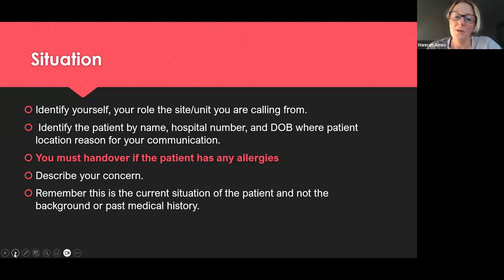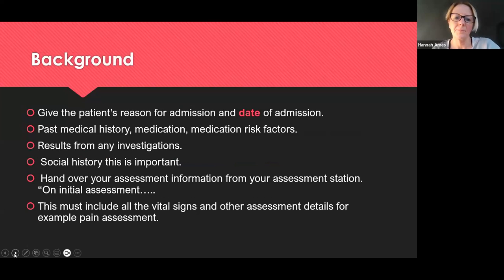The patient might be stable, so your reason for handing over could be that. So I'm handing over as the patient is due to transfer to your ward, and to hand over the ongoing nursing care. Okay, so you need to either identify if there's a concern, and if there isn't, you're handing over ongoing nursing care for this patient. Then I'm going to go on to background.